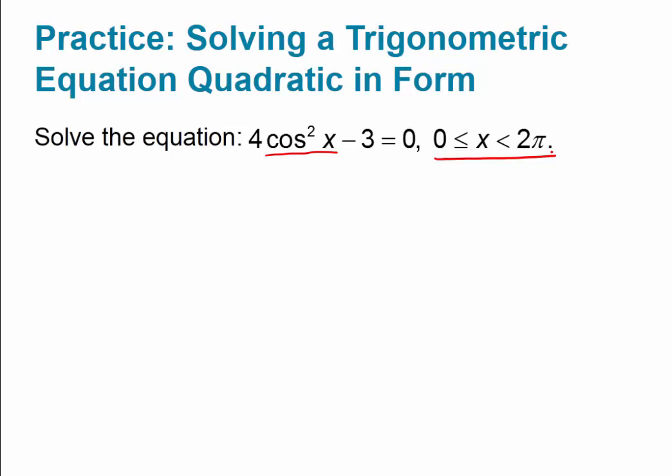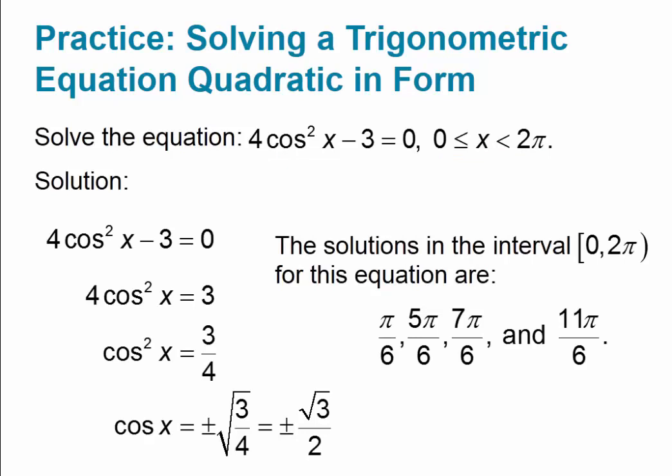Okay, so let's take a look at the solution here. I think I have it worked out in the next slide. Okay, so here we are. First thing I'm going to do is add 3 to both sides and then divide by 4, and I get cosine squared of x is equal to 3/4. Now I'm going to take the square root of both sides, which will give me the cosine of x, and then remember, whenever we take the square root, we'll have plus or minus the square root of 3/4, and then we can simplify this. We take the square root of 4, which is 2.